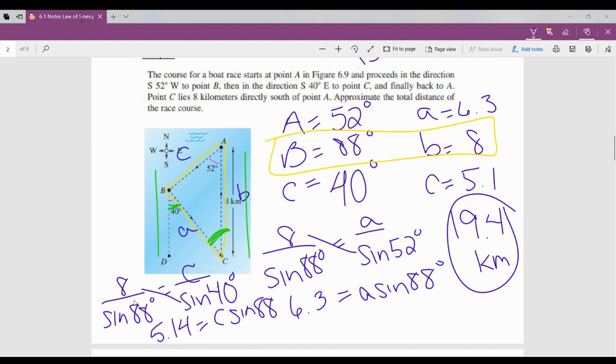All right, so I'm going to have you take a minute right now and try the your turn, applying the law of sines.